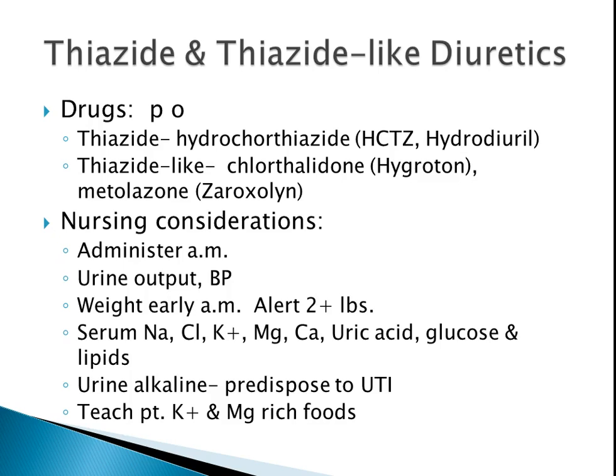Okay, banana, tomatoes, potatoes. Citrus fruits are high in potassium too. Magnesium, leafy green vegetables are magnesium.